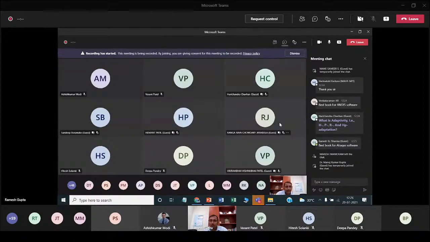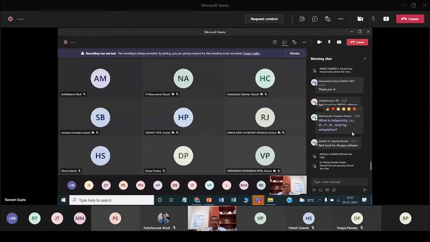Okay. What is adaptive? That is H, P, R, and HP adaptation. Okay, so see, H refinement is very simple. Let's say you have a beam and I am dividing it into, let's say, 10 elements initially. Now I will find out the solution. Let's say that is not up to the mark, then I will go for further increasing the number of elements. Let's say instead of 10 elements, I will make it 20 elements. That is where you have H refinement.